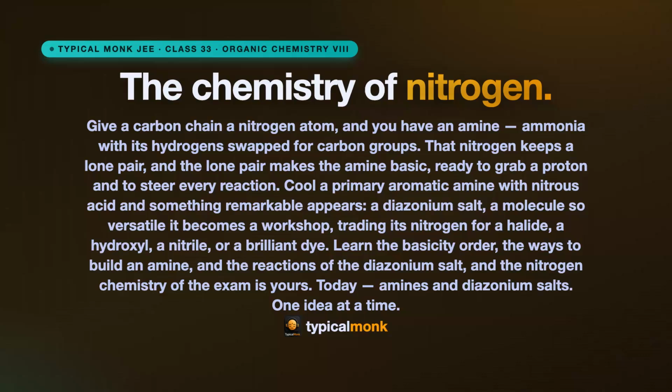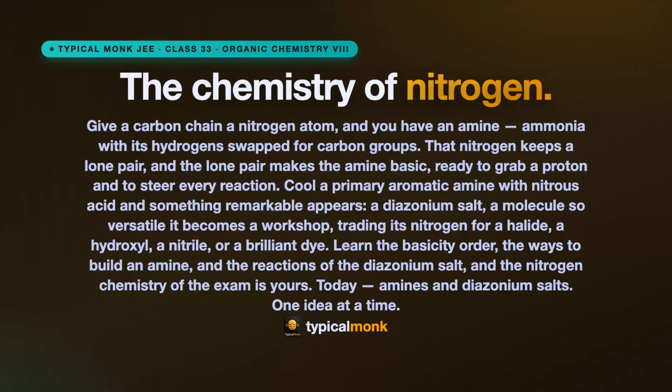You have a carbon chain, a nitrogen atom, and you have an amine, ammonia with its hydrogen swapped for carbon groups. That nitrogen keeps a lone pair, and the lone pair makes the amine basic, ready to grab a proton and to steer every reaction. Cool a primary aromatic amine with nitrous acid, and something remarkable appears, a diazonium salt, a molecule so versatile it becomes a workshop, trading its nitrogen for a halide, a hydroxyl, a nitrile, or a brilliant dye. Learn the basicity order, the ways to build an amine, and the reactions of the diazonium salt, and the nitrogen chemistry of the exam is yours.